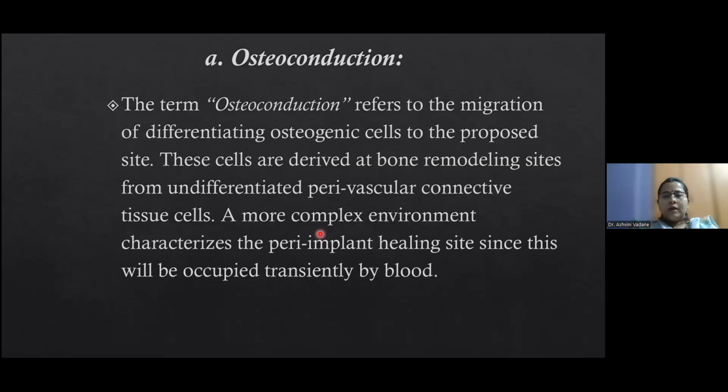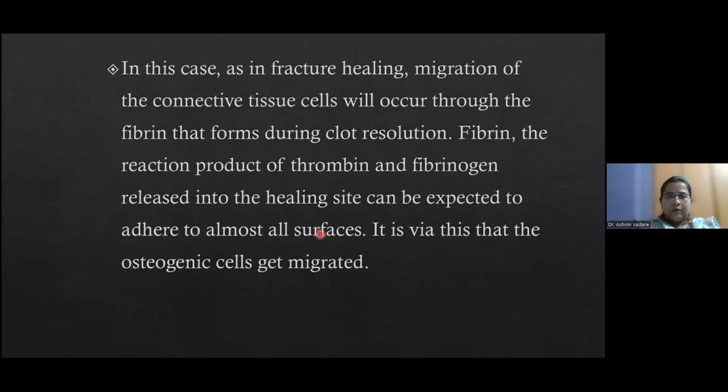The term osteoconduction refers to the migration of differentiating osteogenic cells to the implant site. These cells are derived at bone remodeling sites from undifferentiated perivascular connective tissue cells. A more complex environment characterizes the peri-implant healing site, since this will be occupied transiently by blood. So this is the osteoconduction.